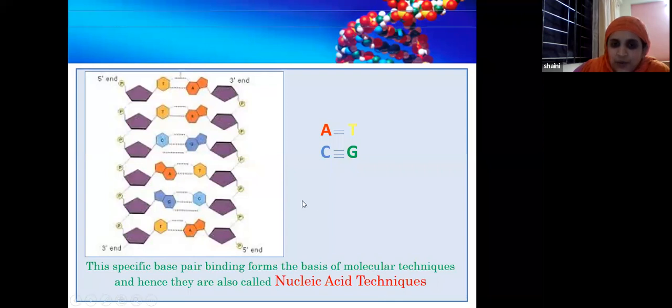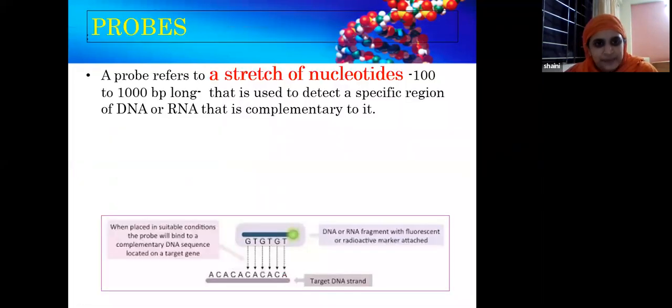So what is happening here is we have a double strand. When we have only one strand, a complementary strand will come and bind to the single strand here. So this base pairing forms the basis of molecular techniques, and hence they are also called nucleic acid tests.